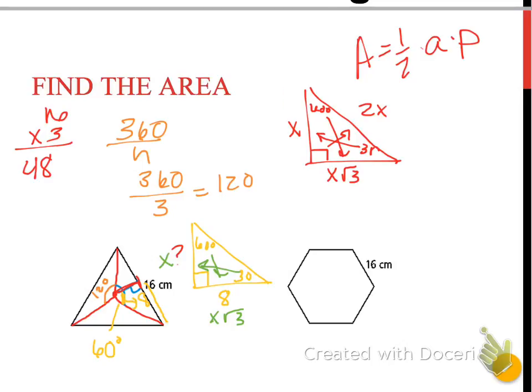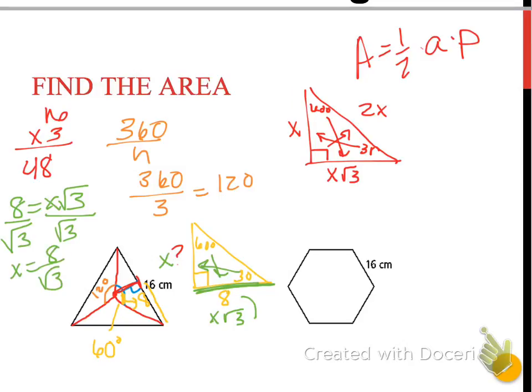Okay, so right now 8 represents this side, but x square root of 3 also represents that side. So if they represent the same thing, all we can do is set those equal to each other. So 8 equals x square root of 3. To get x by itself, I'm not going to square it. If I square both sides, that becomes an x squared, and we don't want that. So all I'm going to do, since I'm multiplying by the square root of 3, is divide by the square root of 3. So now x equals 8 divided by the square root of 3. Well, my apothem represents x, so that means my apothem here is 8 divided by the square root of 3.